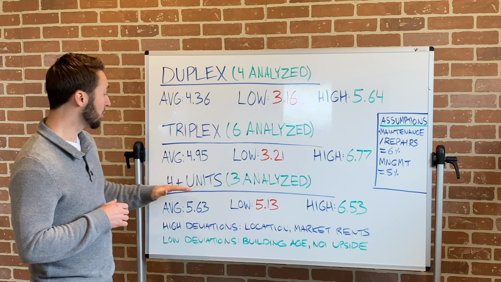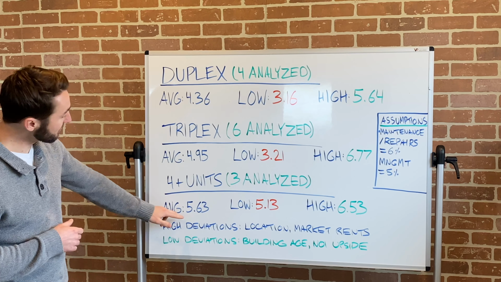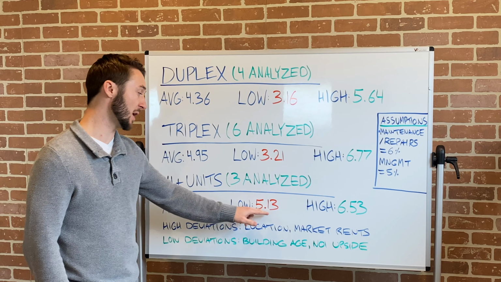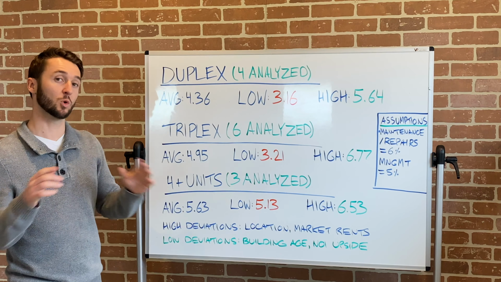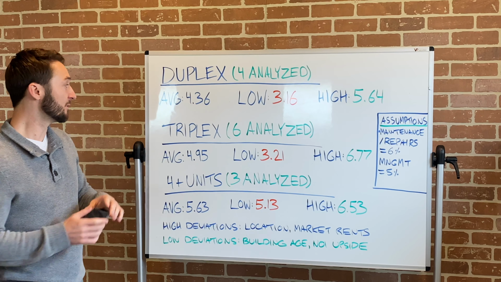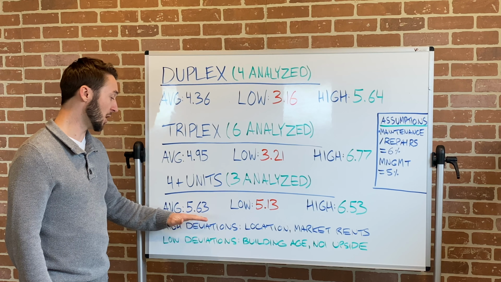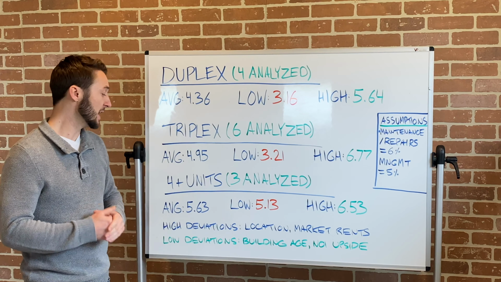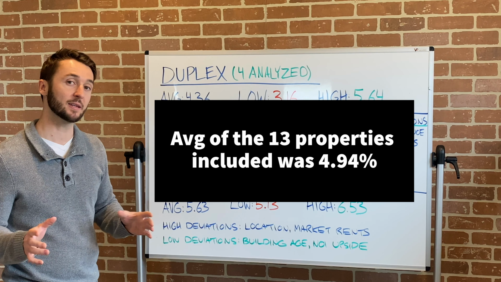The 4+ unit properties, we analyzed and kept 3. The average cap was 5.63%, the low was 5.13, and the high was 6.53. What's significant when we look at this? First off, one thing that stands out right off the hop is that the 4+ unit properties have the highest cap out of all of these, and it exceeds what I deem to be the city average of right around 5%.